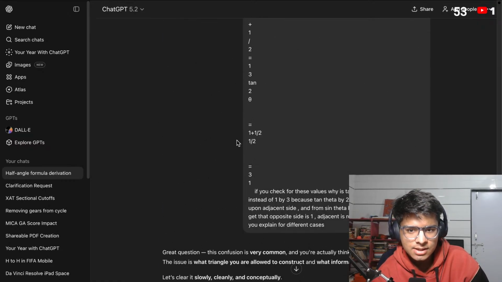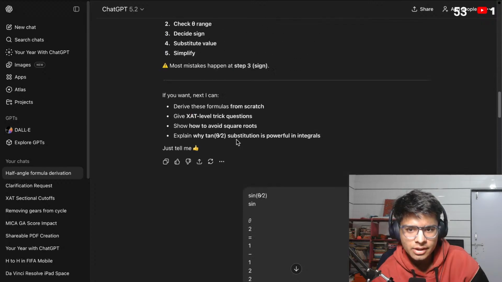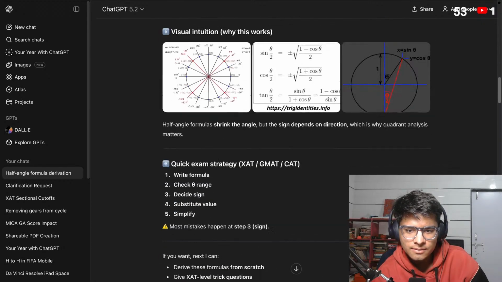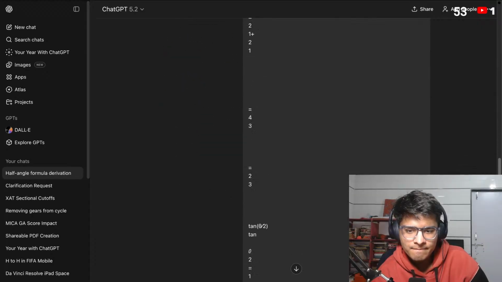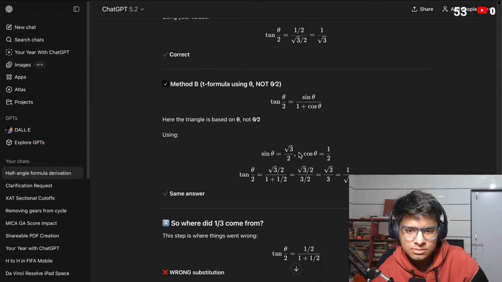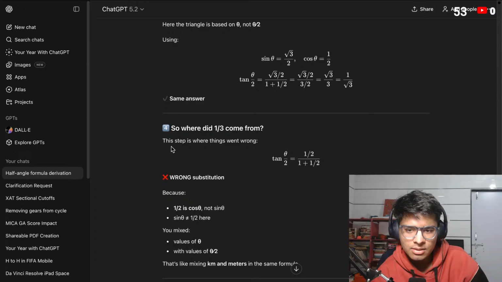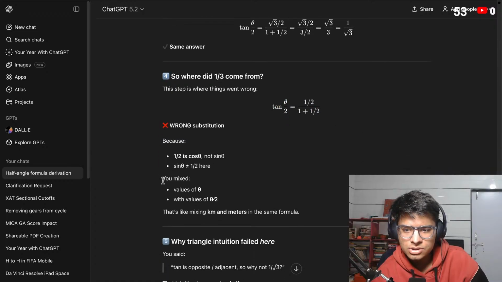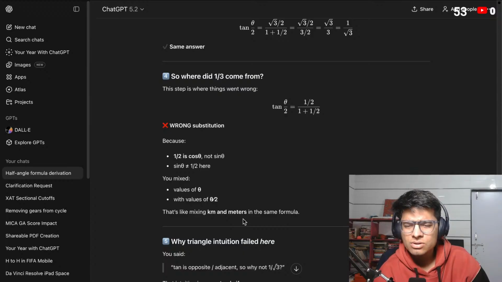So why did he first say 1 by 3? This is sin theta upon 1 plus cos theta. So where did 1 by 3 come from? The step is where things went wrong. Tan theta by 2, 1. Wrong substitution. You mixed values of theta with values of theta. What the fuck?